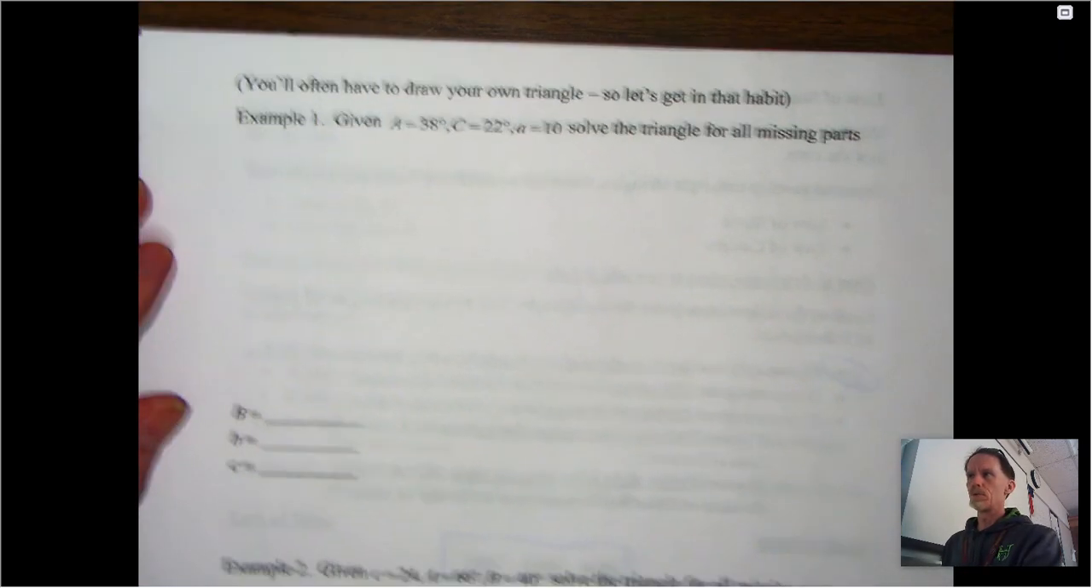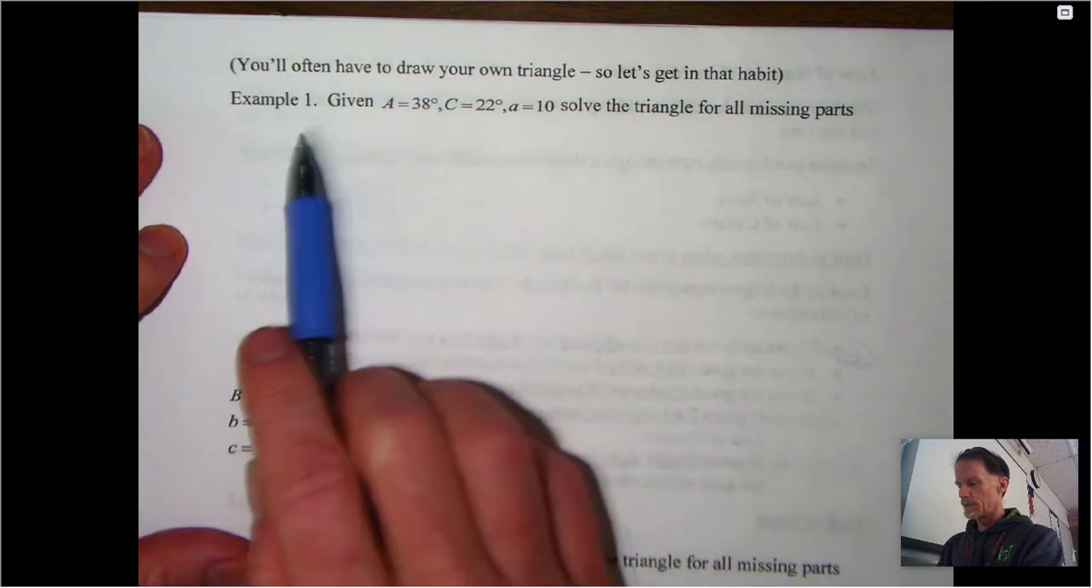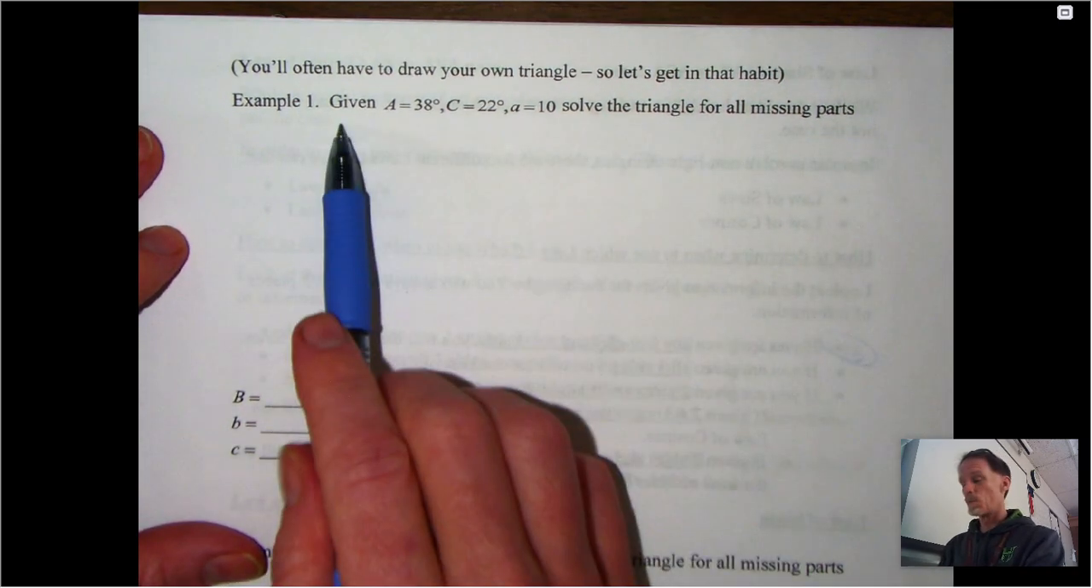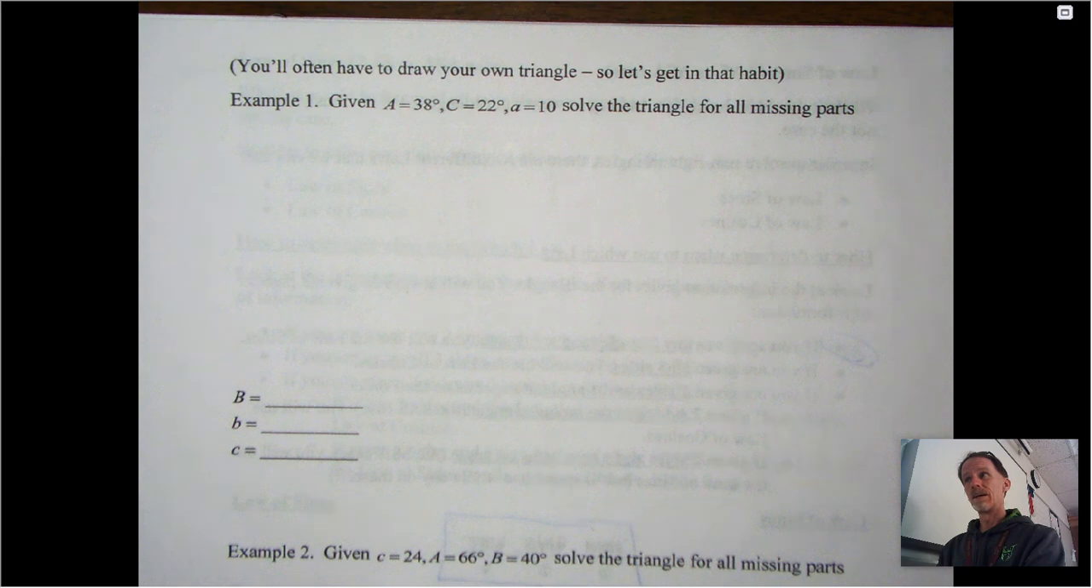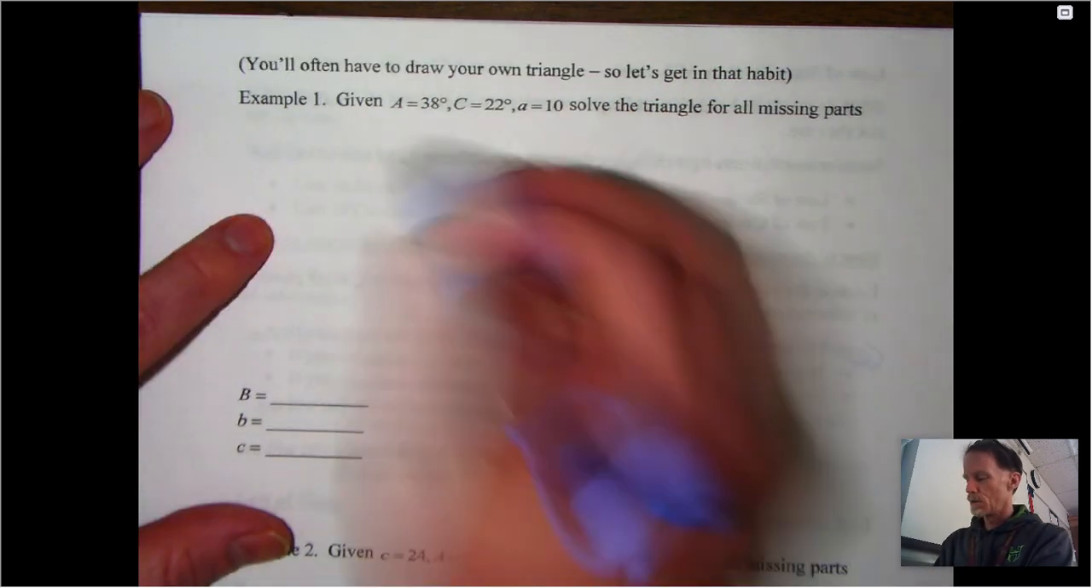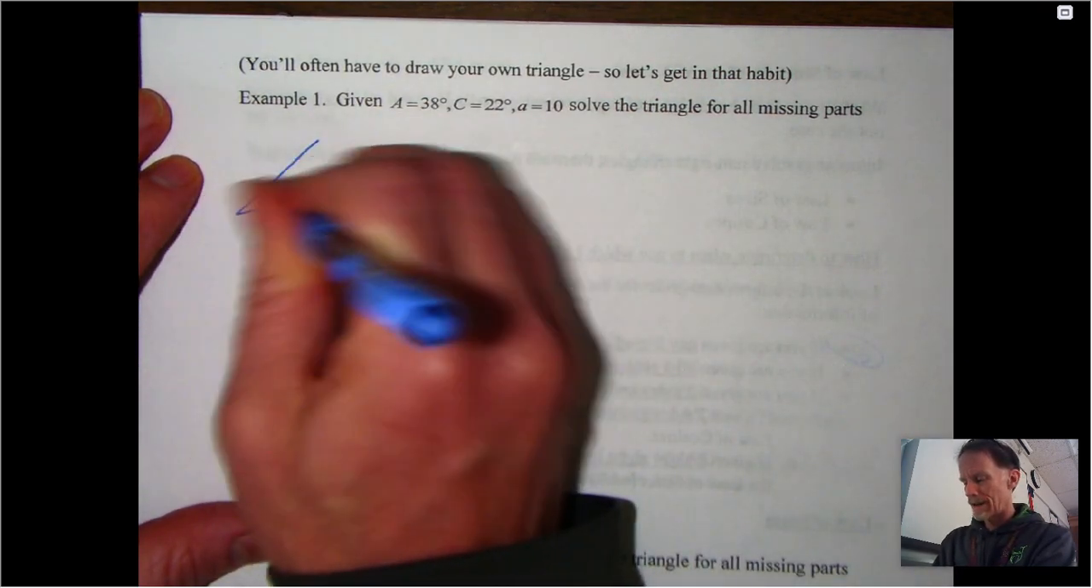That'll make a big difference. Okay, so let's go and jump into an example here. So this is what a question is going to look like. It's going to say what you're given, and you need to find everything else. Okay, and what I always do, I just draw a random triangle.